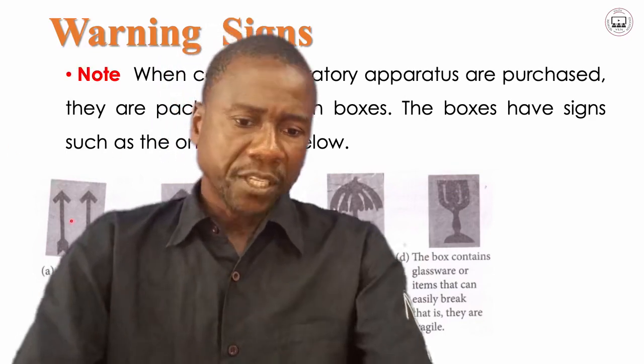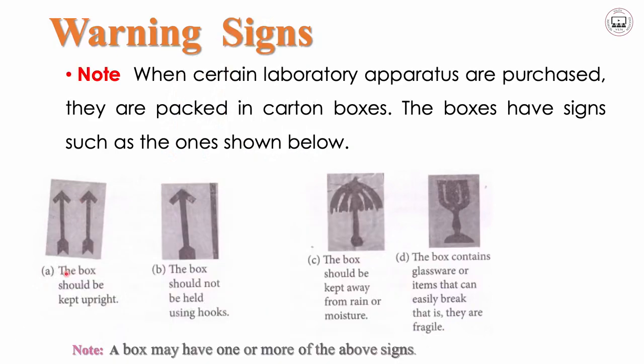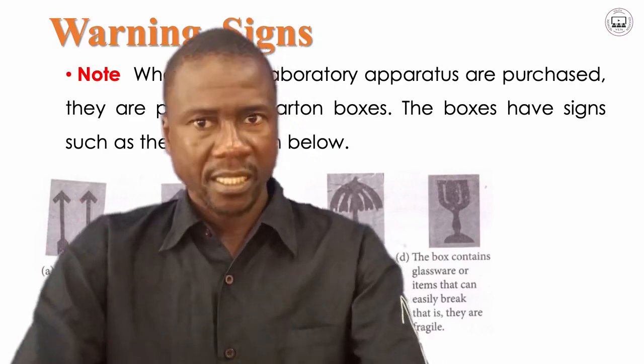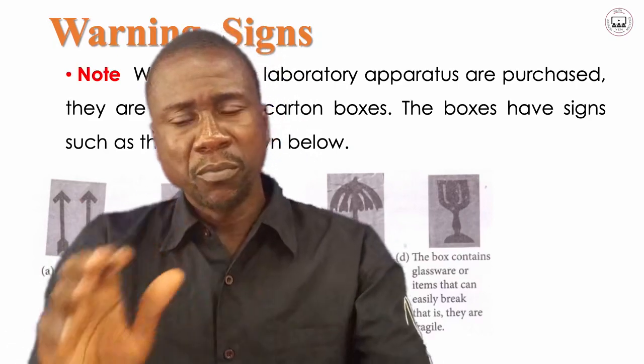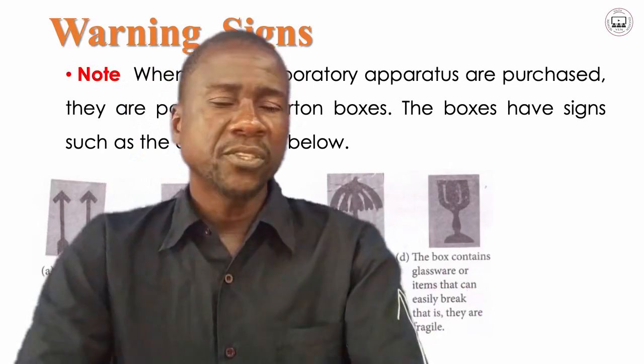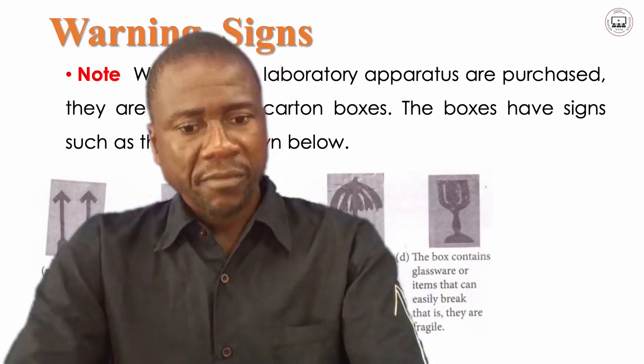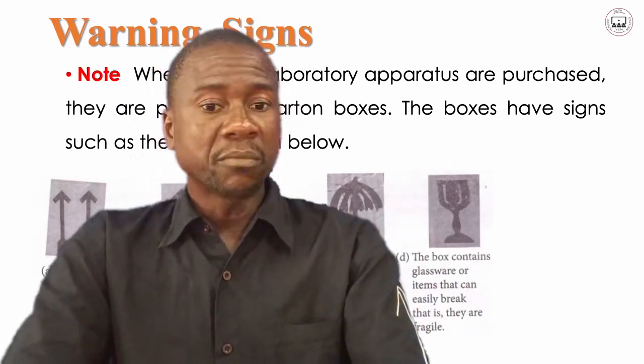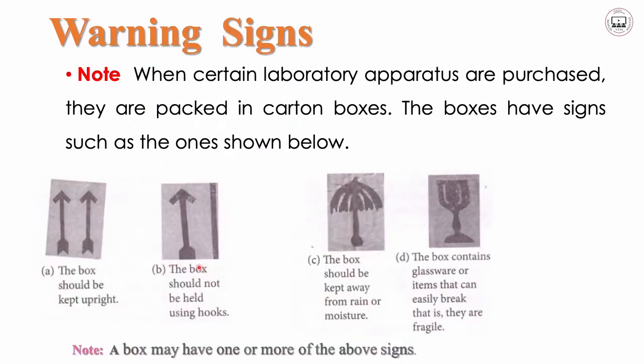Now we have the two arrows pointing up. These are telling you that the box should be kept upright. The box should be kept upright, meaning if you put the box upside down, something is going to happen. So that is a warning. Please keep that warning. And there is one arrow which is pointing up. This is telling you that the box should not be held using hooks.